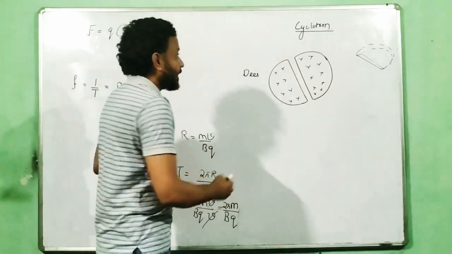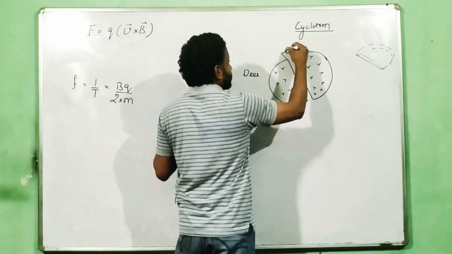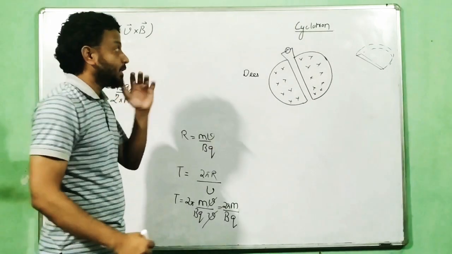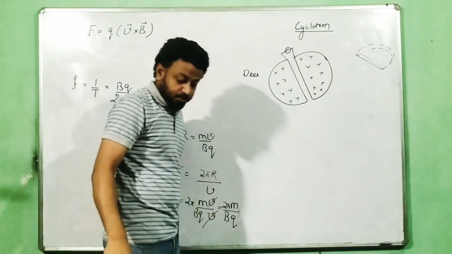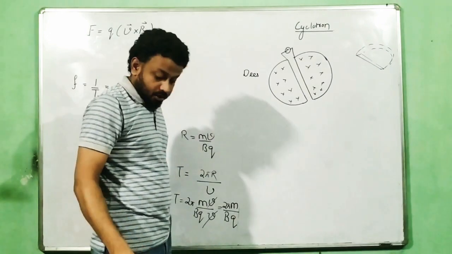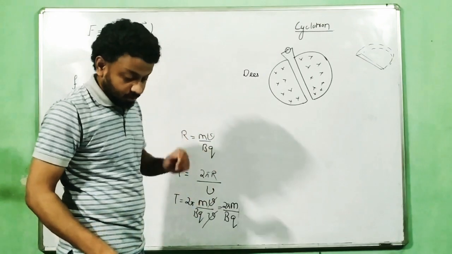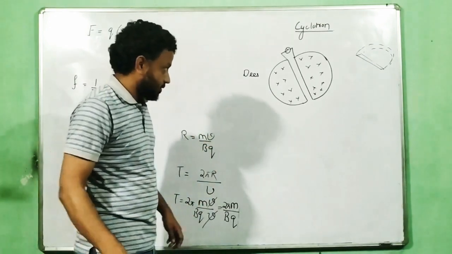And here we provide an alternating potential, alternating current, so a plus-minus thing will happen. Now, why will this plus-minus thing happen? This is how we have to understand the concept of the D, the cyclotron. So, let's start the cyclotron.